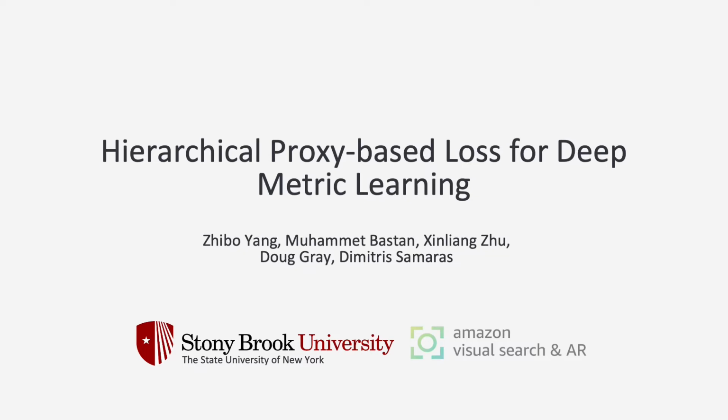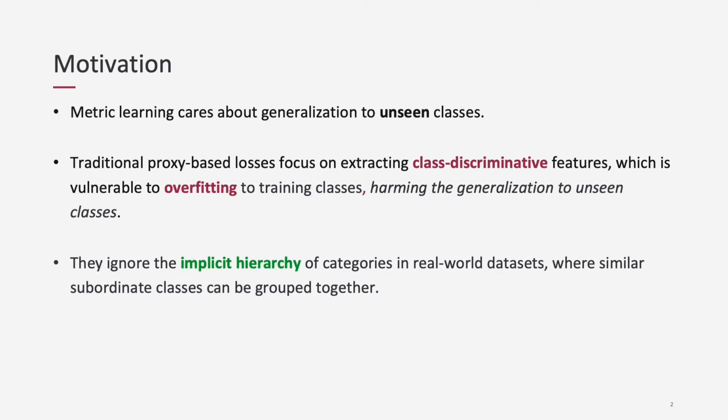Today I'm going to present our work on hierarchical proxy-based loss for deep metric learning. In computer vision, metric learning seeks to learn a function that measures the semantic similarity between image pairs, and it is very important for the learned similarity function to be able to generalize to unseen classes.